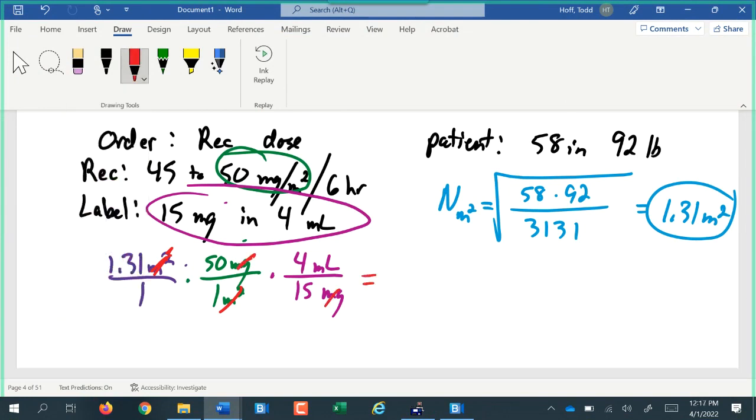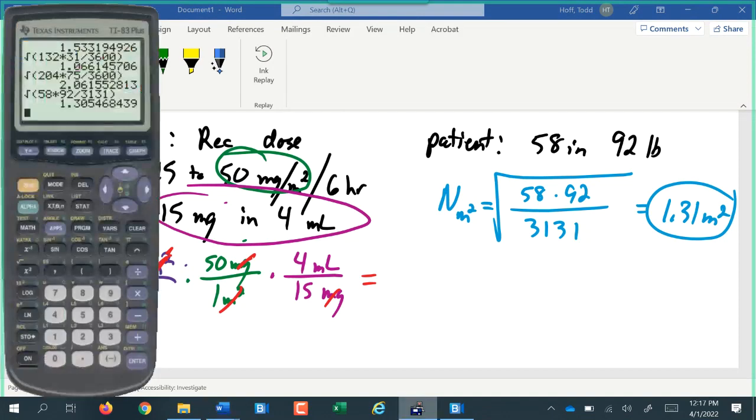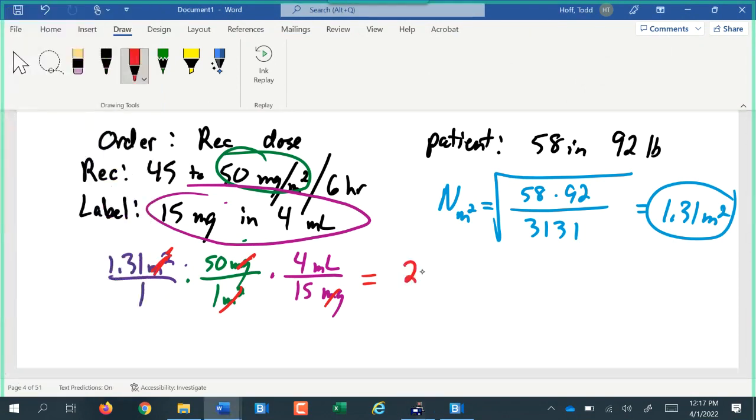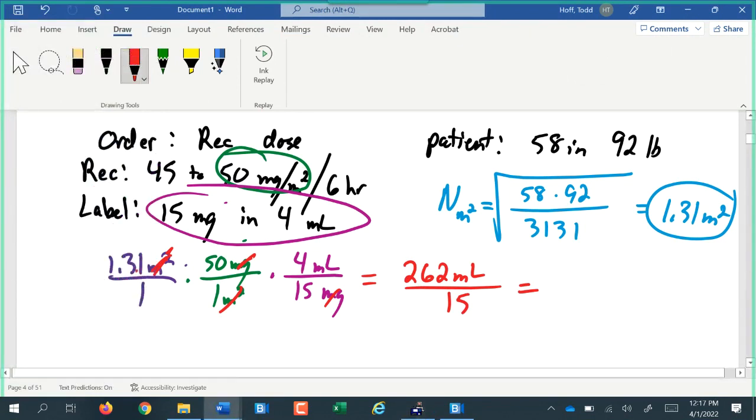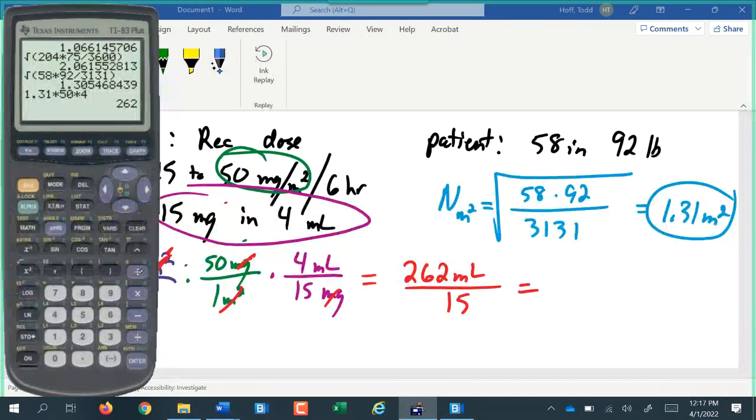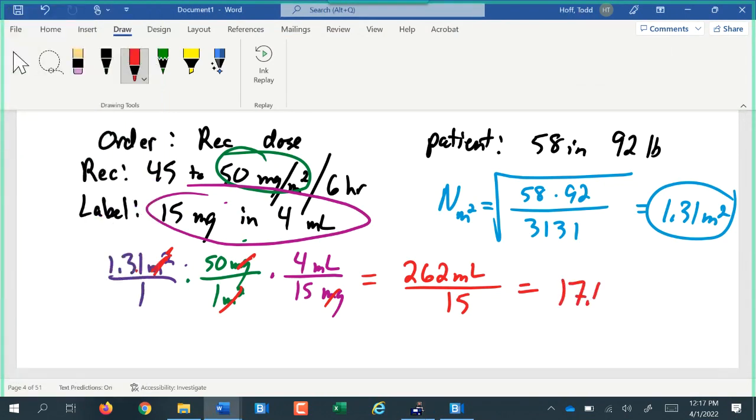The milligrams cancel out. On top, we have 1.31 times 50 times 4 milliliters, giving us 262 milliliters. Over on bottom, we have 1 times 1 times 15, so that's just 15. So we'll divide that out. 262 divided by 15 gives us 17.47 milliliters. Now we do have to go back.